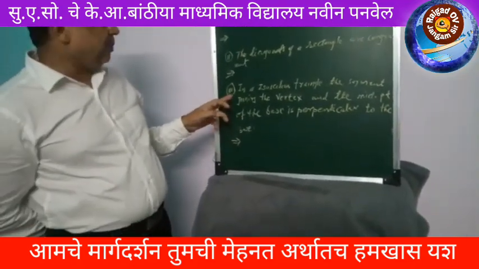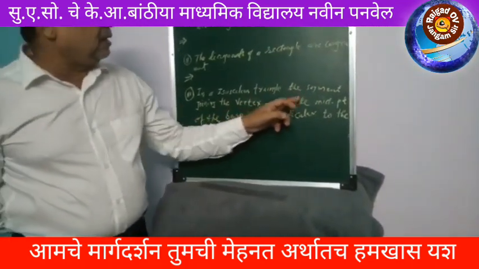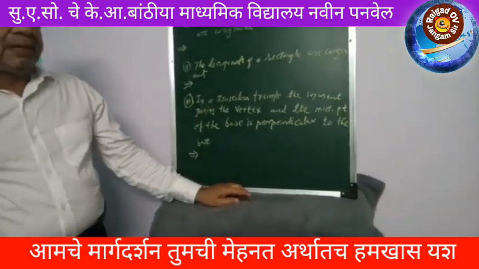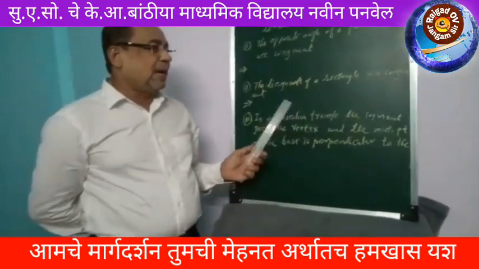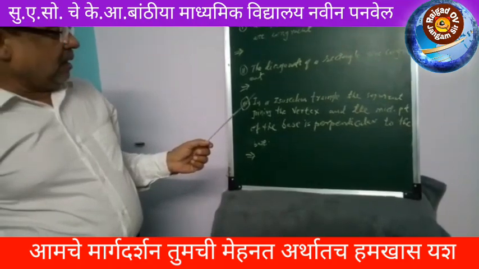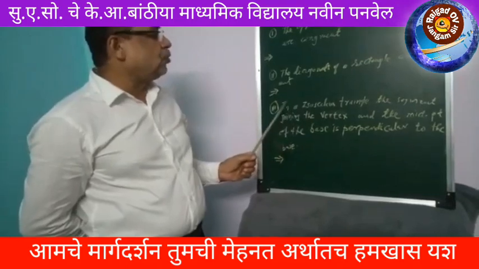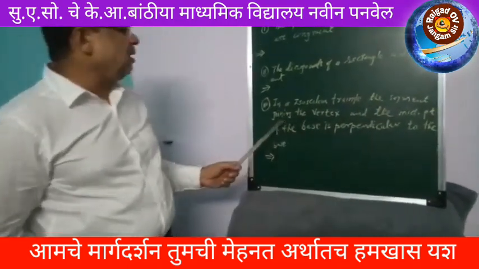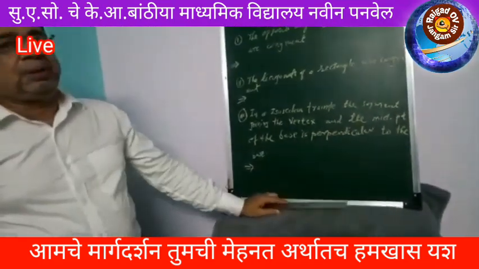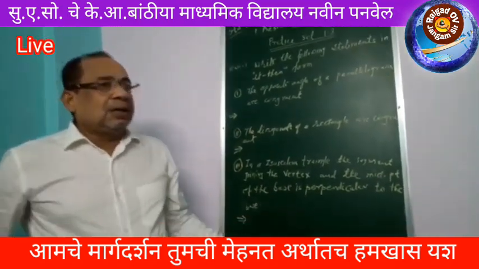Similarly, last example. In an isosceles triangle, the segment joining the vertex and the midpoint of the base is perpendicular to the base. This is the third example. You also write it in the form of if-then. If a triangle is isosceles, then the segment joining the vertex and the midpoint of the base is perpendicular to the base. So in this way you can write down the answers.